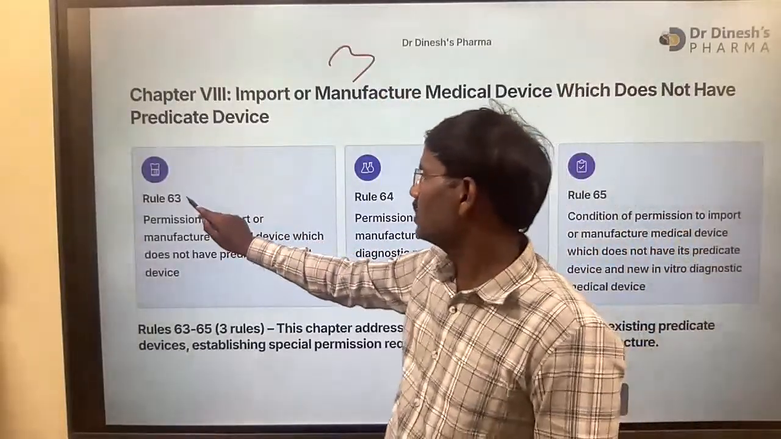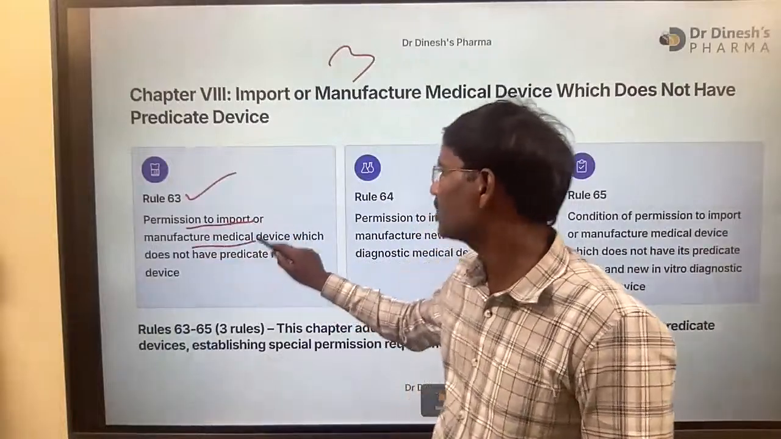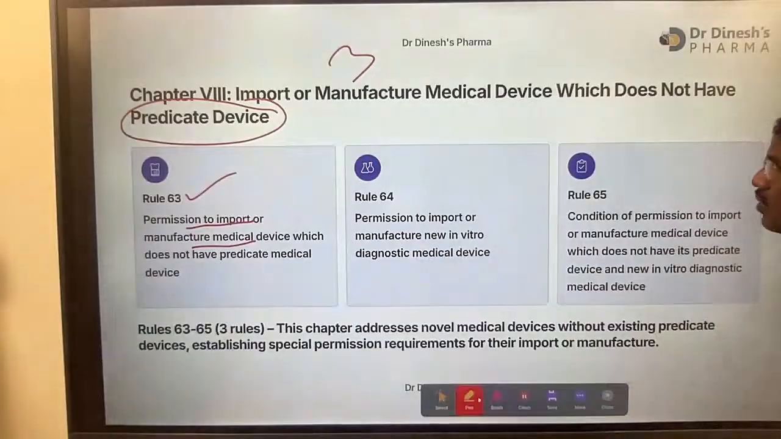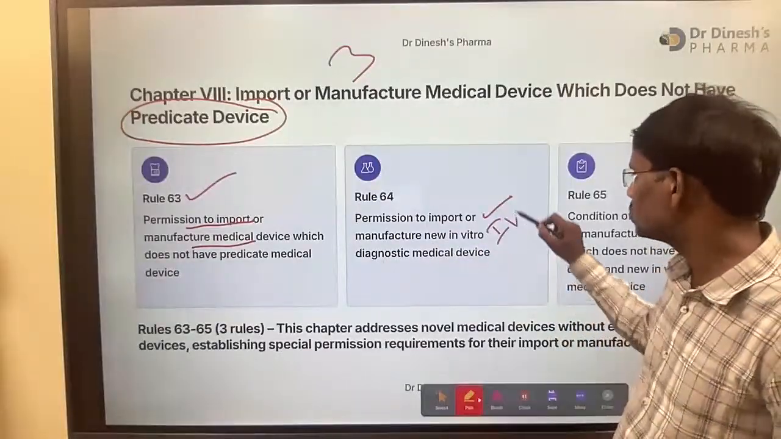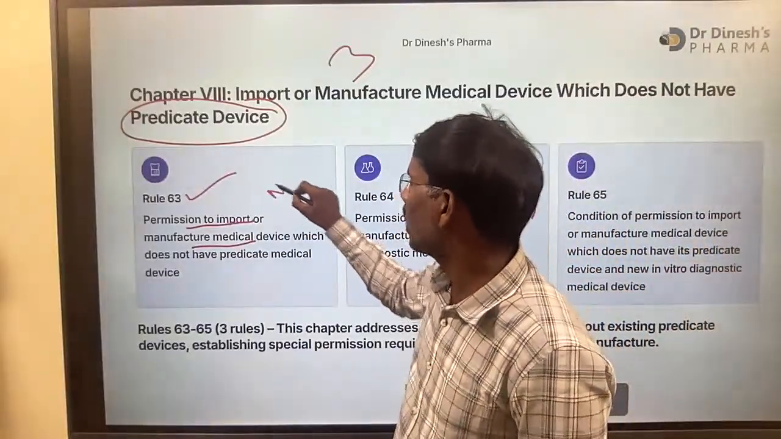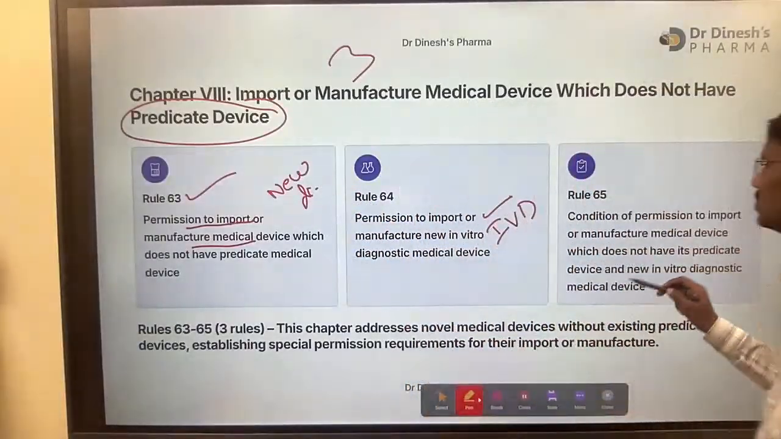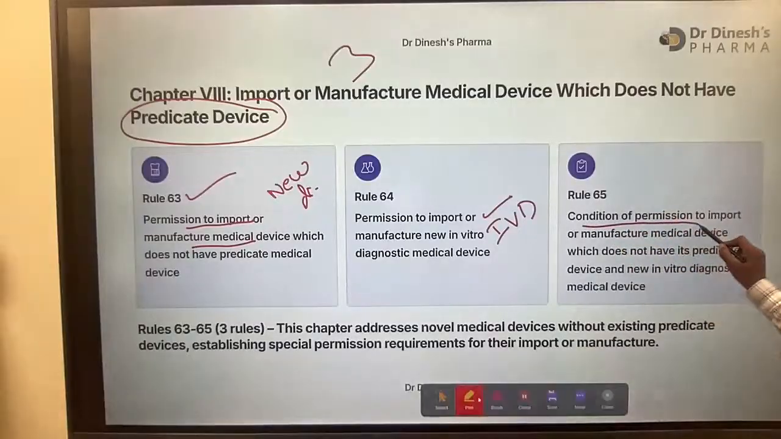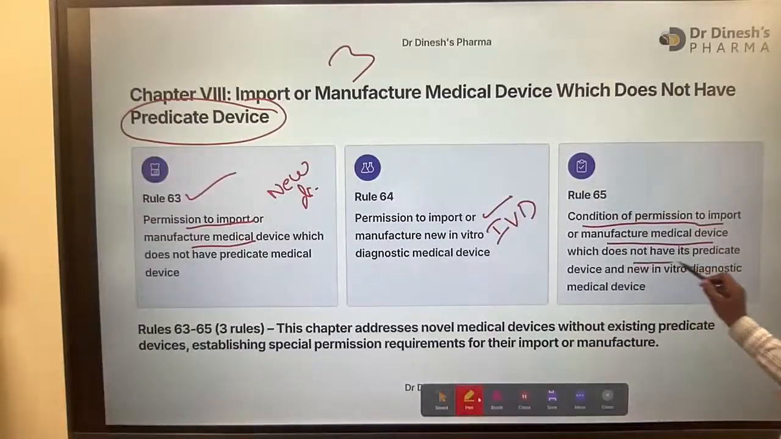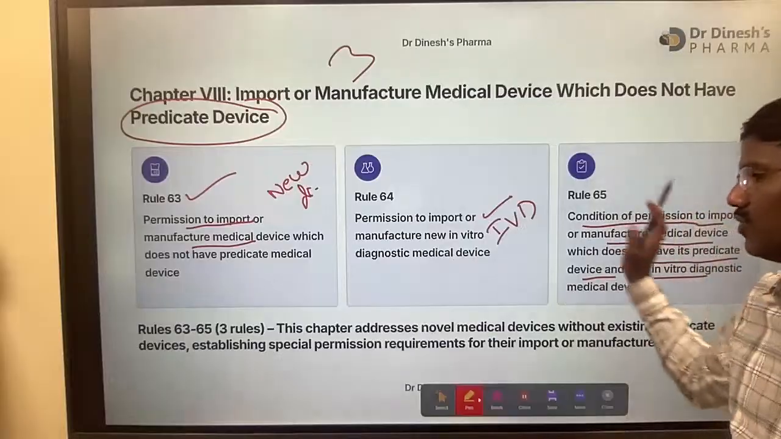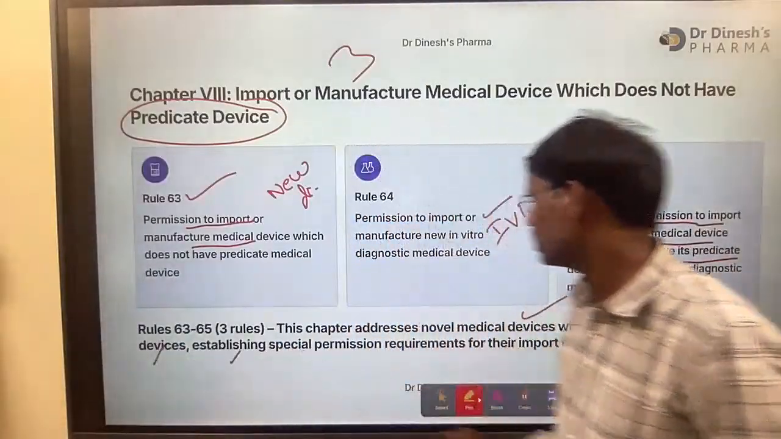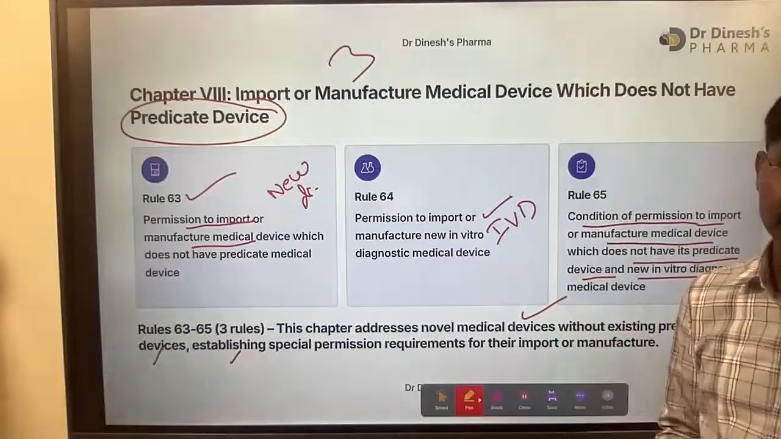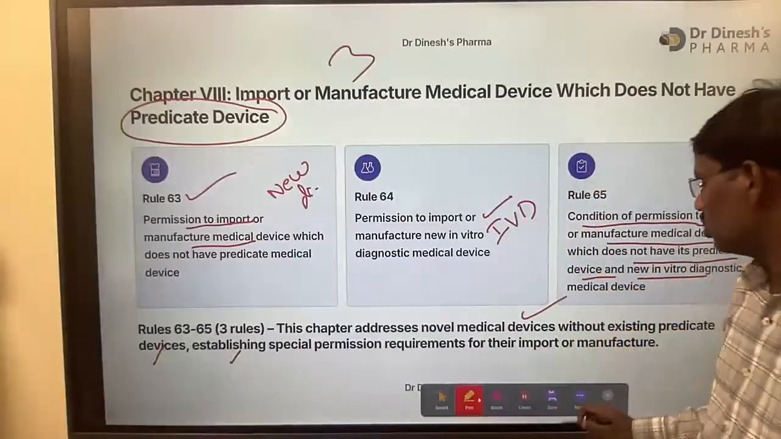So what is rule number 63? Permission to import or manufacture. So remember, predicate device: permission to import or manufacture a medical device without a predicate device. Rule 64 talks about IVD, permission to import or manufacture new IVD, and this talks about a new device. This is in vitro. And then rule number 65, conditions of permission to import or manufacture medical device which does not have a predicate device and new in vitro diagnostic medical device. So 63, 64 and 65. This chapter addresses novel medical devices without existing predicate devices, establishing special permission requirements for their import or manufacture. The 8th chapter talks about predicate devices.